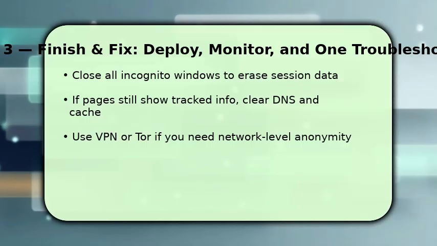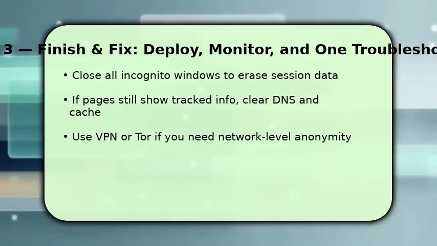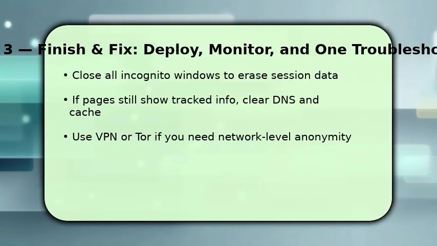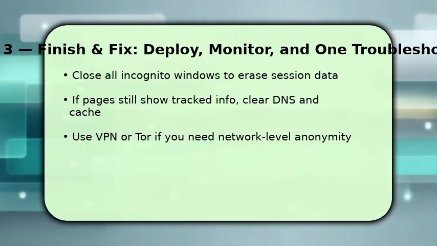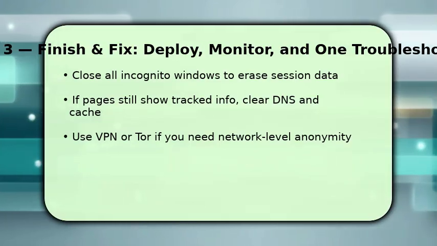If you still see personalized content, make sure to clear DNS cache and any persistent site data and sign out of accounts you used. If pages still reveal identity, remember Incognito doesn't mask your IP. Use a reputable VPN or Tor for network-level anonymity. If an extension or profile is leaking data, disable it and restart Chrome. This usually resolves residual tracking problems quickly.